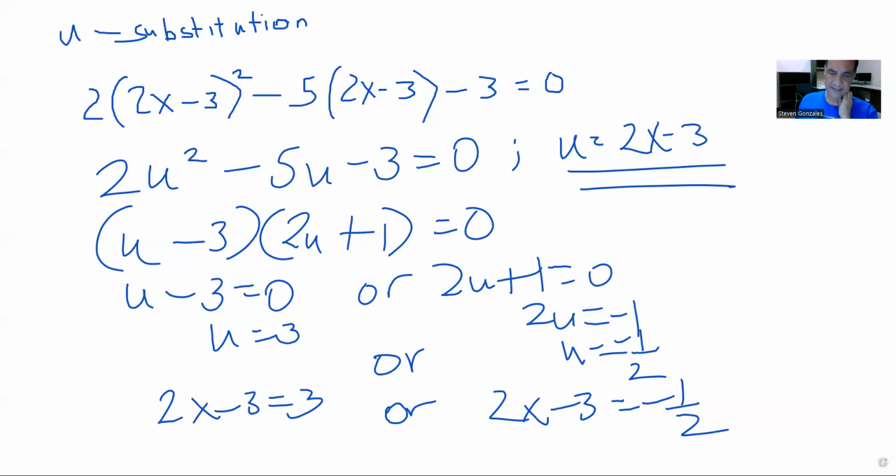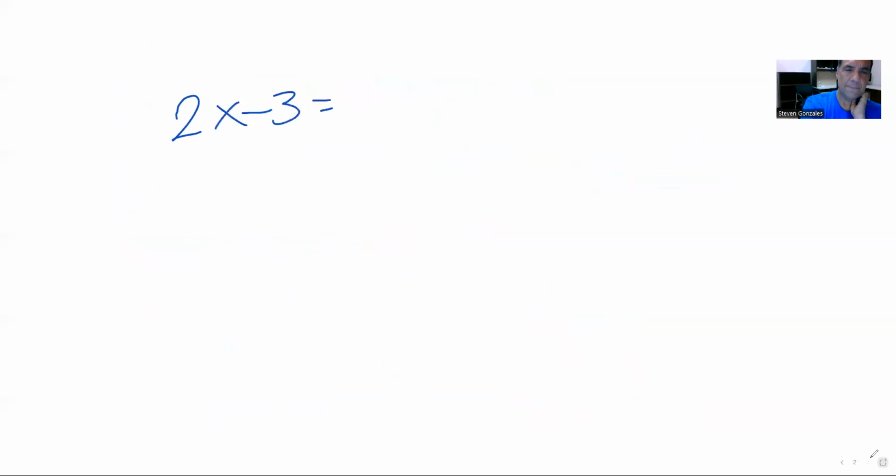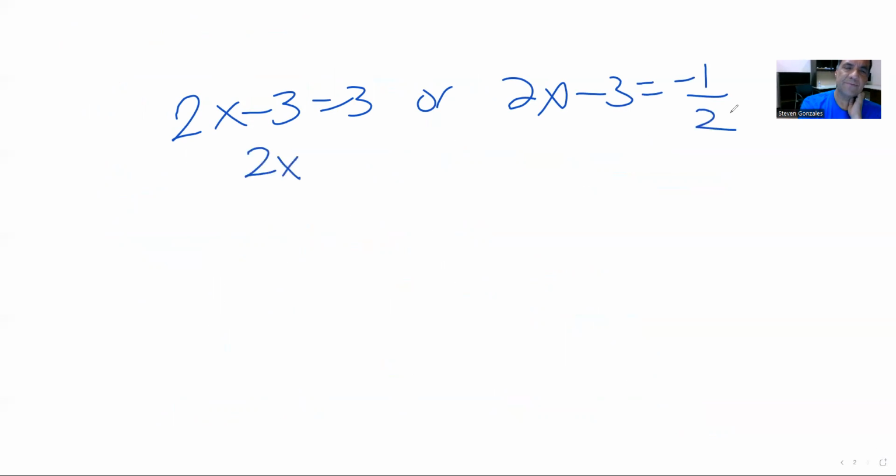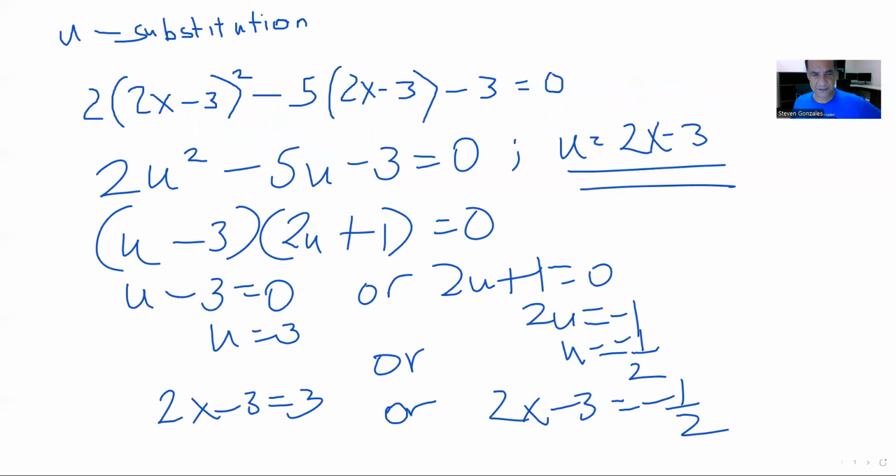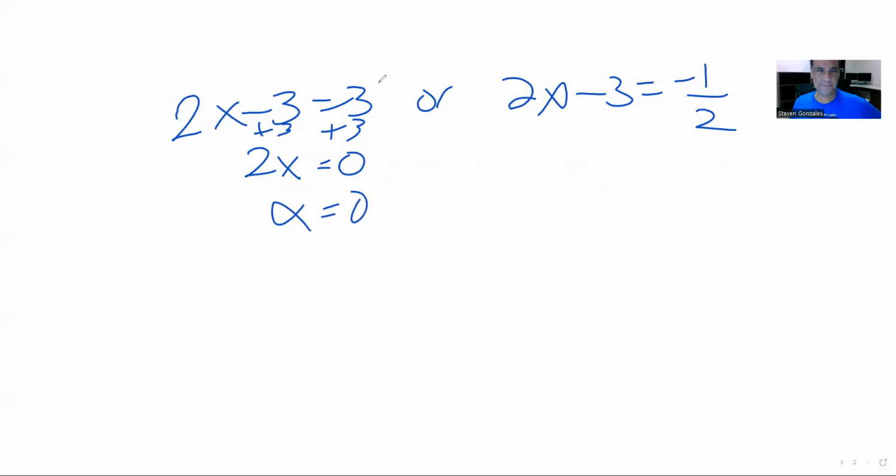So you guys can definitely pause it if you need to write things down. But this is what I now have. I now have 2x minus 3 is 3, or 2x minus 3 equals -1/2. And I'm just going to solve them straight up. I know I have to add 3 to 3, and I'm going to get 0. X is 0. Is it? No. Yep, 2x minus 3 is 3, so no, I did something wrong. Add 3 to 3, that's 6. So I have to check my math.